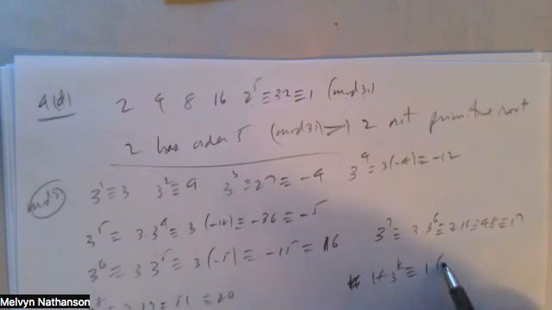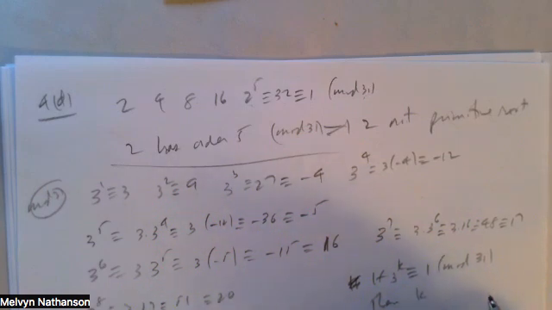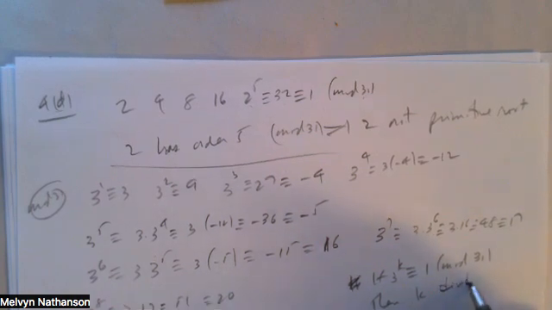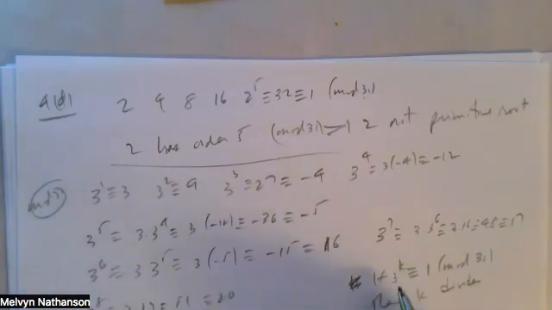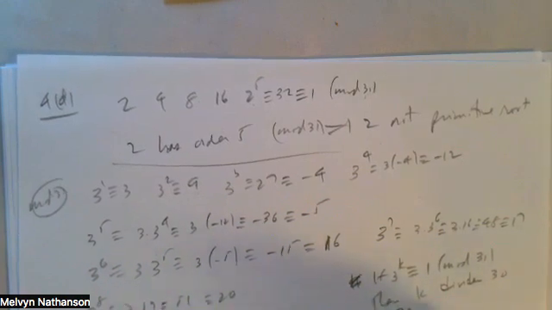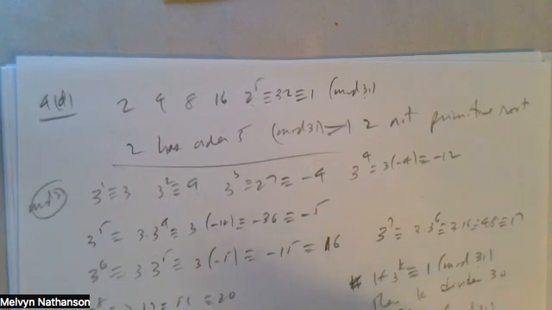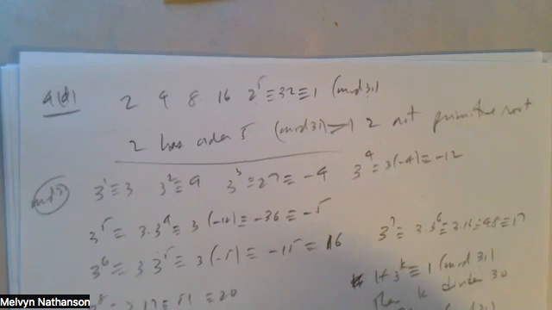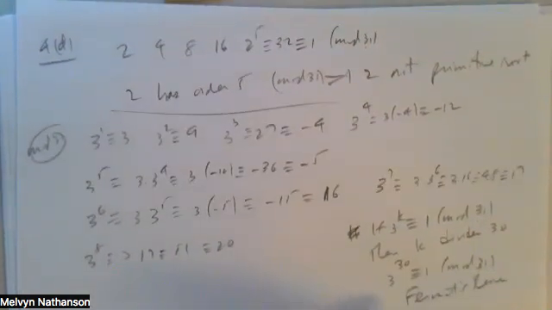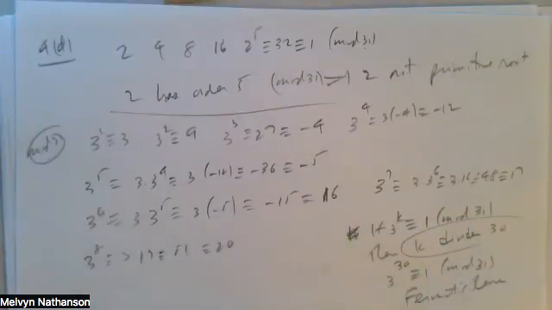if 3 to the k is congruent to 1 mod 31, then k... So if the order of 3 mod 31 is k, the smallest positive power k such that 3 to the k is congruent to 1 mod 31, then k has to divide 30, because we know 3 to the 30th is certainly congruent to 1 mod 31 by Fermat's theorem. So the order of 3 mod 31 is a divisor of 30.